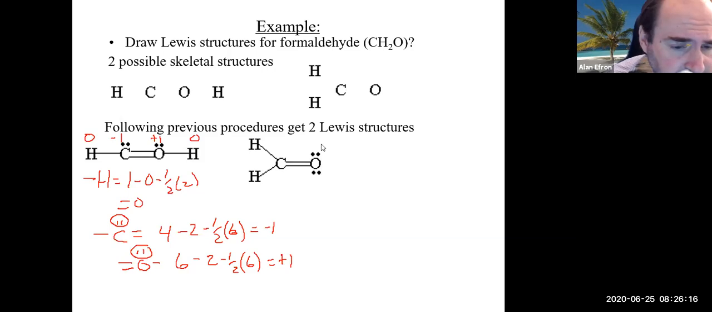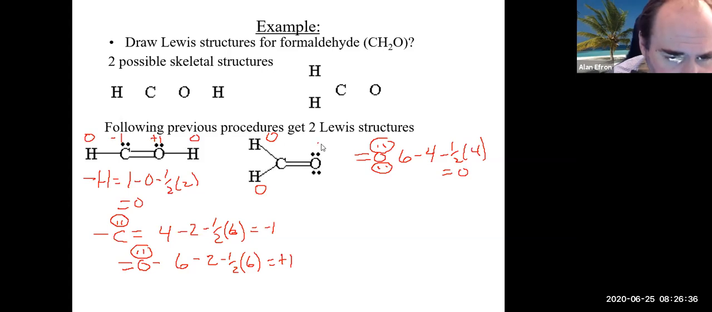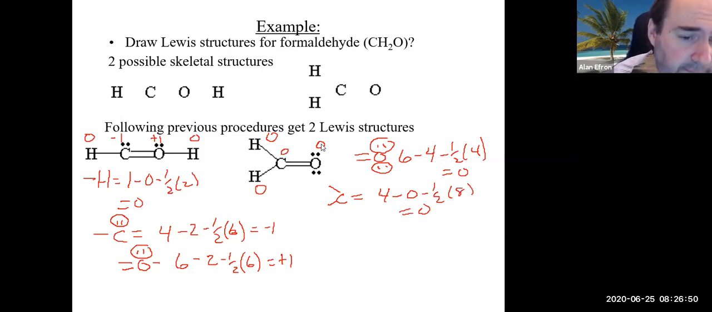Now, if we come to the structure on the right, these hydrogens, by the way, will end up the same as what we just did on the left. Our double bonded oxygen is 6 minus 4, again, 4 electrons here, minus 1/2 of 4, and that's going to be 0 here. And our carbon in the middle has 4 minus 0, minus 1/2 of 8, and that is 0 as well. So here we have 2 structures that you could have drawn for formaldehyde.